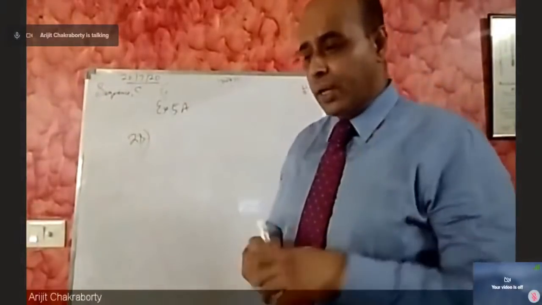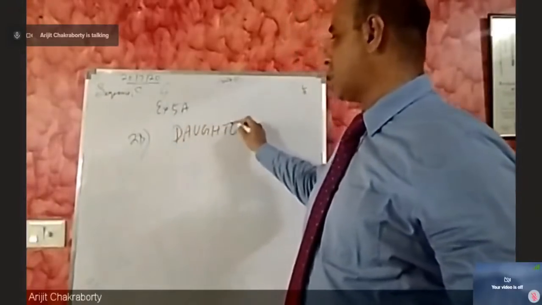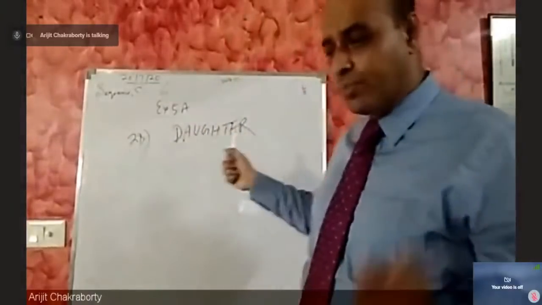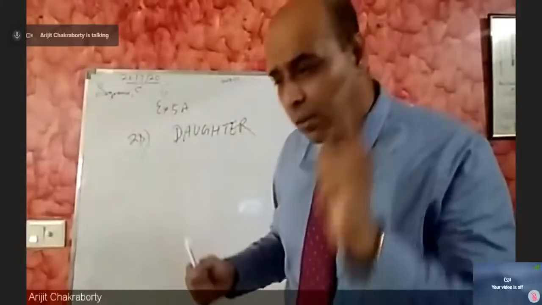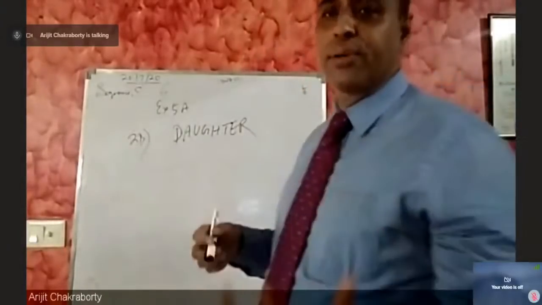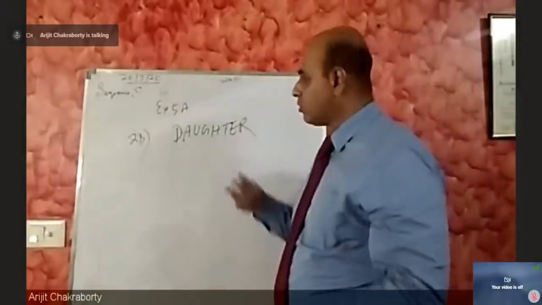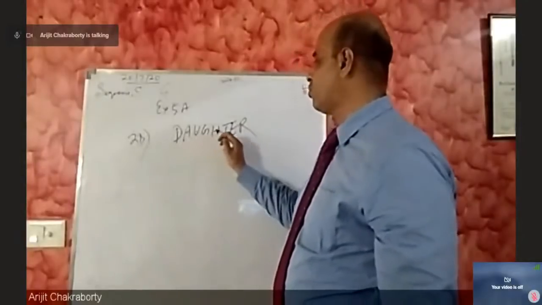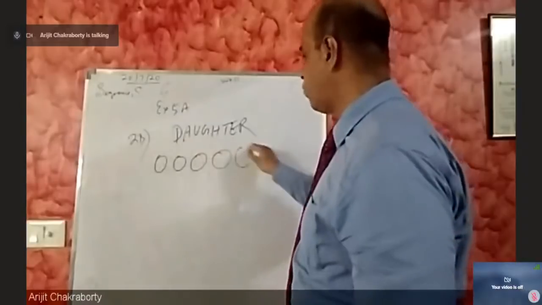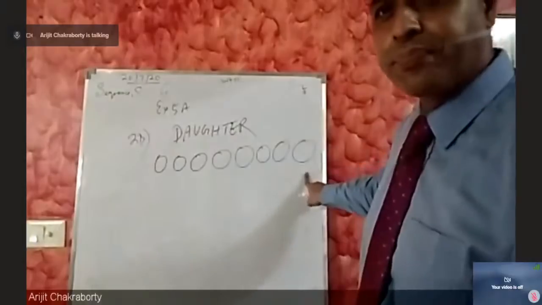5A23. The word is daughter, D-A-U-G-H-T-E-R. If the letters of the word daughter are to be arranged so that the vowels occupy the odd places, then what is the number of different words? So we have daughter, let us see how many letters are there. 1, 2, 3, 4, 5, 6, 7, 8. We are having 8 letters.